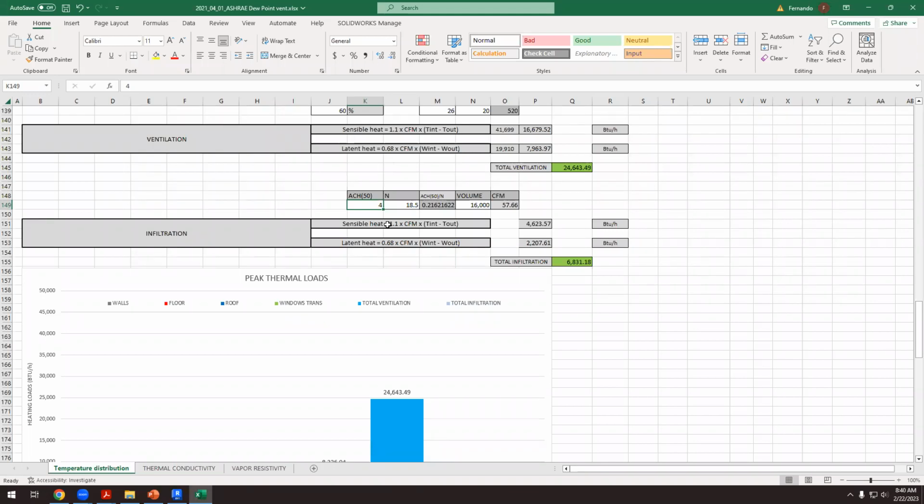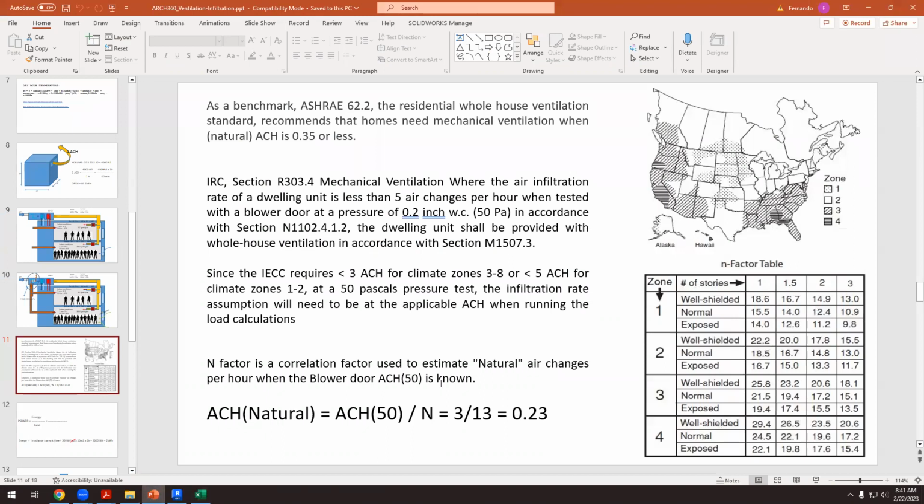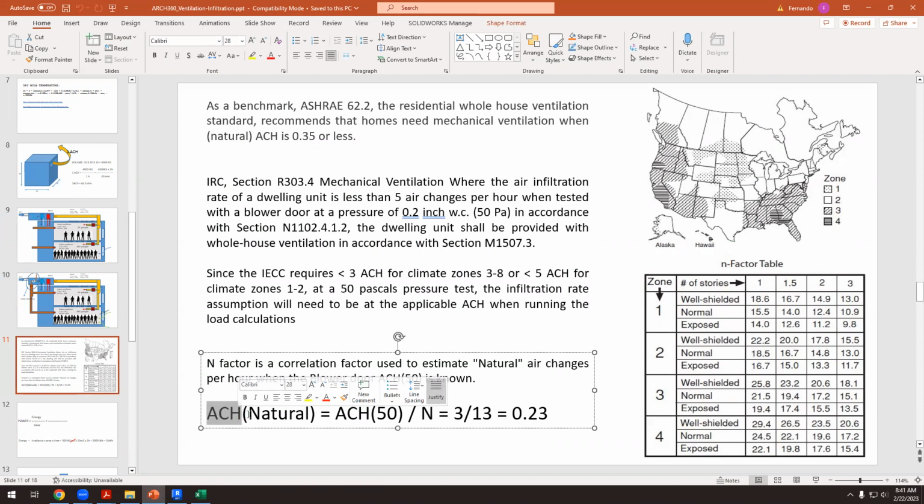How can we do this, because we don't have 50 pascals in normal conditions? 50 pascals is a lot of difference, so we don't have this difference in real life, in real buildings. So what do we have to do? Well, the ARCH360 gives us this formula to calculate the ACH, the air changes per hour, at normal, natural conditions.